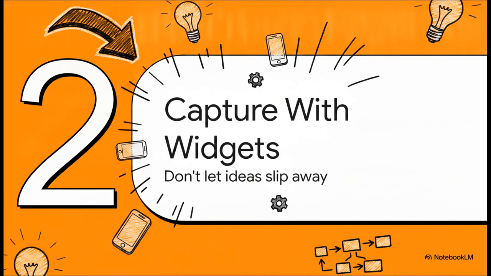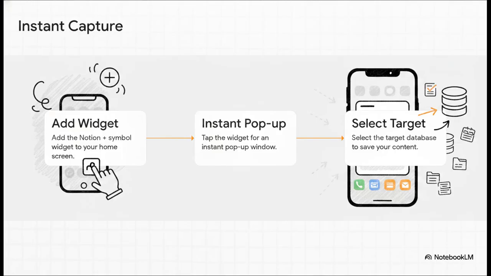Moving right along to Section 2, quick capture with widgets. Don't let the idea slip away. Let's see how this builds a totally frictionless system right on your phone's home screen. Step 1 is super simple. Just add the Notion plus symbol widget directly to your phone's home screen.